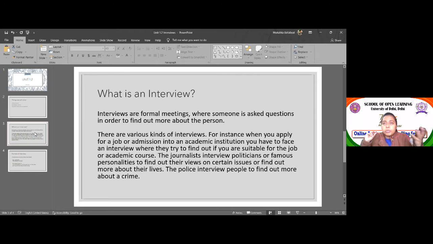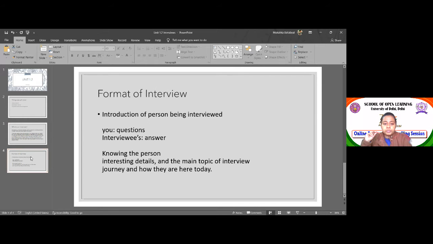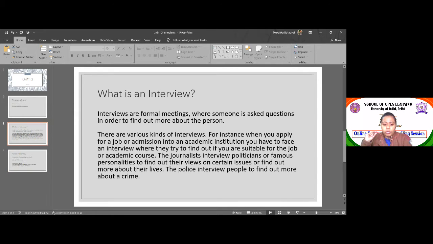And like I said, the police interview is obviously a formal situation where the police is trying to find out more about the crime and the allegation that has taken place. This is basically what an interview, or a situation of an interview, is. Now, before we jump into the format of an interview, let's just see what is there in the book. Just 1 minute, I'll share while we are at it.